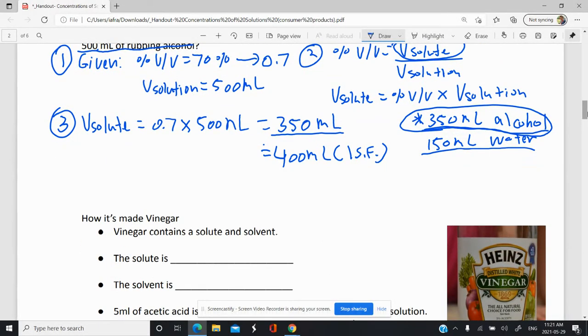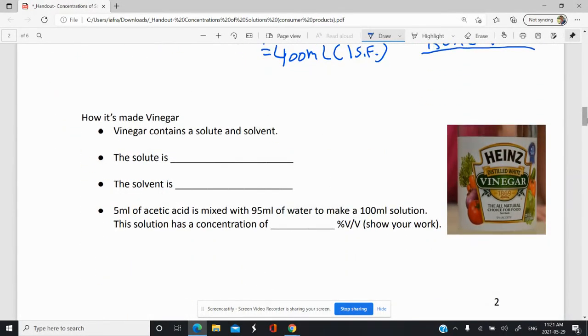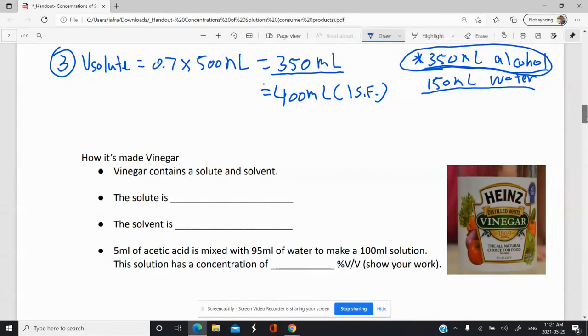So let's take a look at how vinegar is made. So here we have a vinegar, a volume percentage here, 5% acidity. So vinegar has a solute and a solvent. And so our solute for vinegar is going to be acetic acid. That's the actual acid that makes up vinegar. And then our solvent is going to be, well, water.